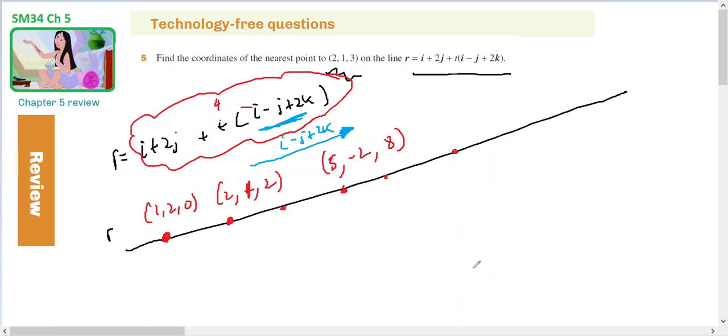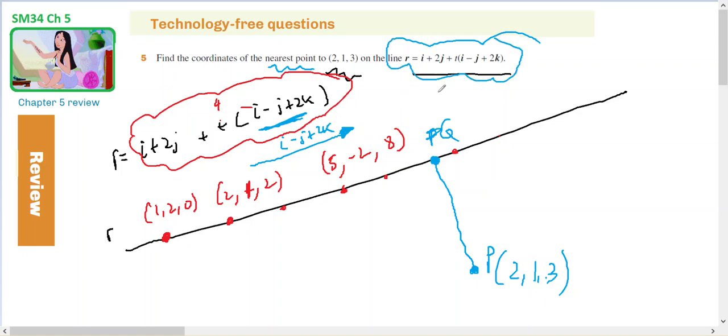Okay, so if I've got this point here, which is (2, 1, 3), it is at different distances away from this line, but the nearest point on the line will be this point here. Let's call that point Q, and let's call this point P. Point Q is determined by this equation. So this will tell me the coordinates of Q.